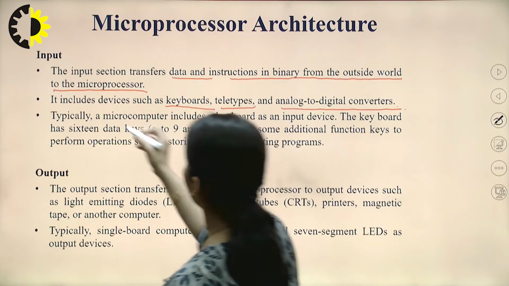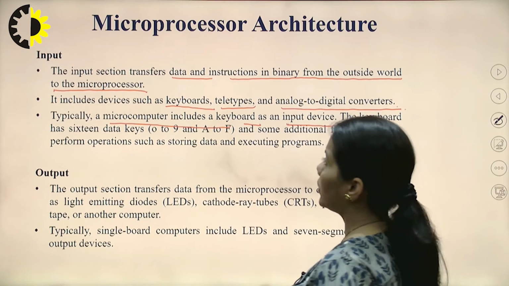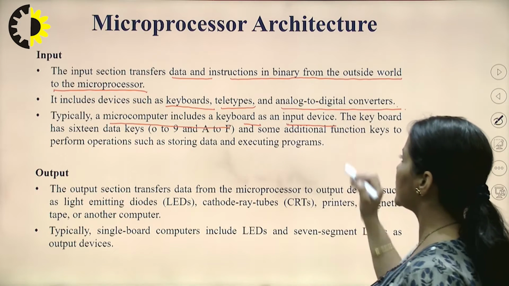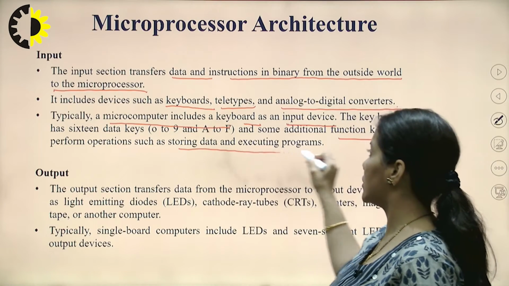Typically, a microcomputer includes a keyboard as an input device. The keyboard has 16 data keys, as we all know, and some additional functional keys to perform operations such as storing data and executing programs.